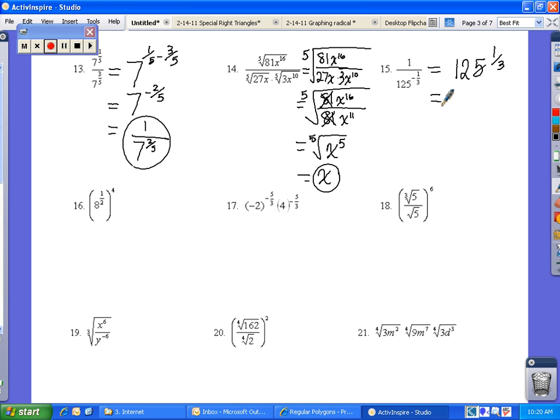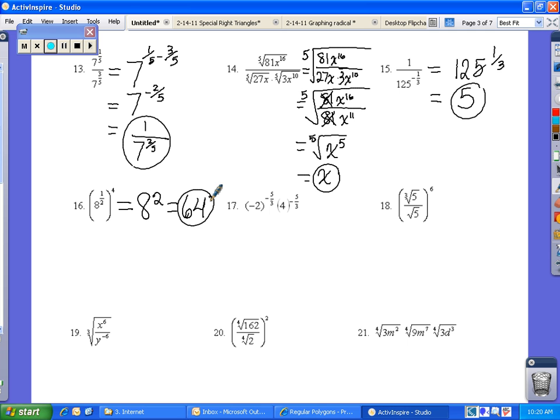And the 1/3 power is the same as taking the cube root. Cube root of 125 is 5. A couple of easy ones there. Another easy one, 8 half to the 4th is basically just 8 squared, and 8 squared is 64.